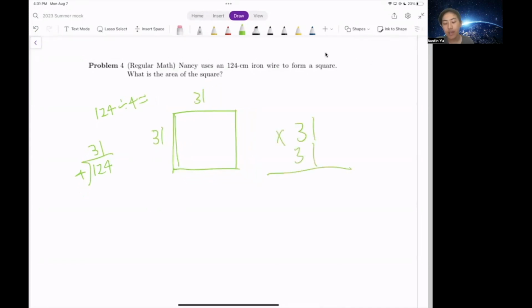So we do 31 times 1 first, which is just 31. And then 31 at the bottom becomes 30. So drop down the 0, and 31 times 3 is 93. So 1, 6, and 9. So 961 centimeters squared is the area of the square.